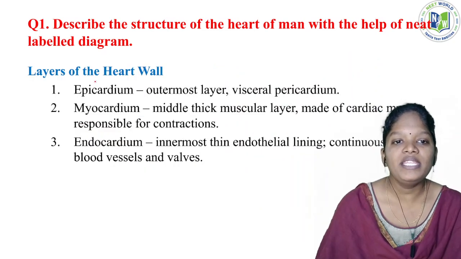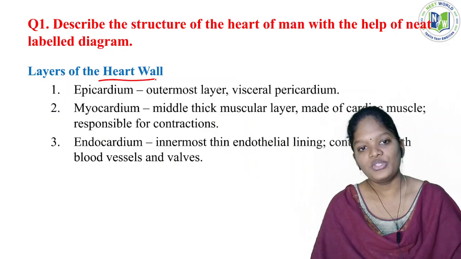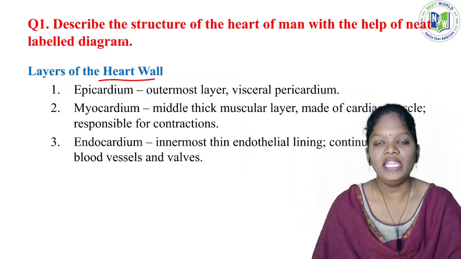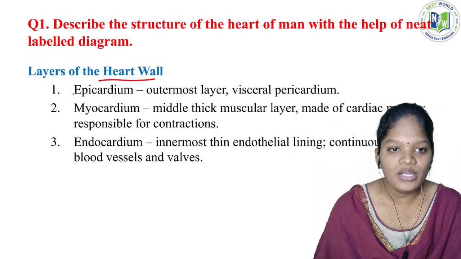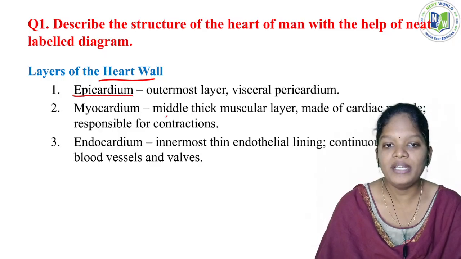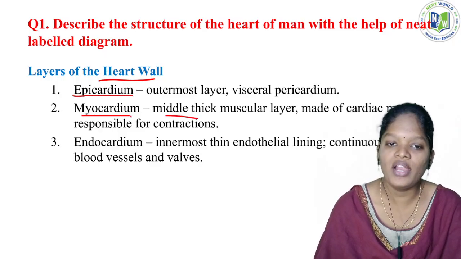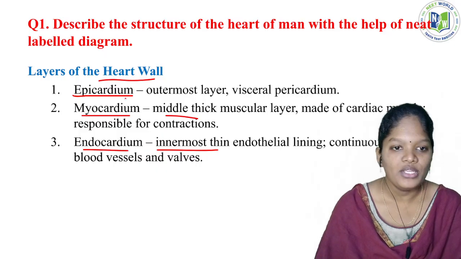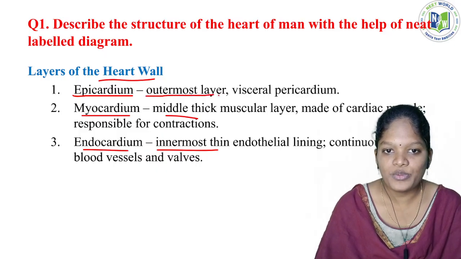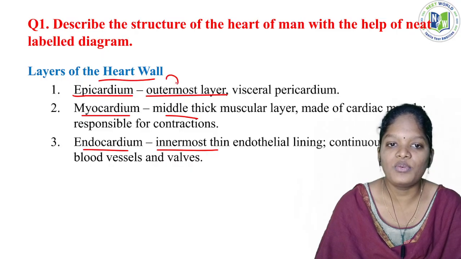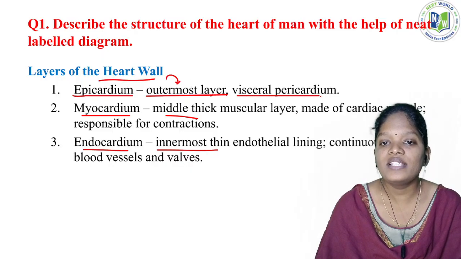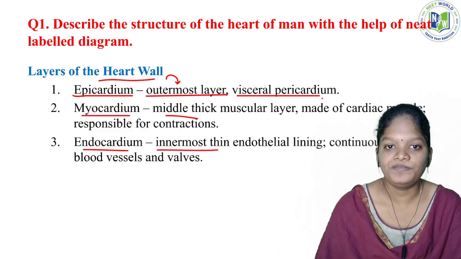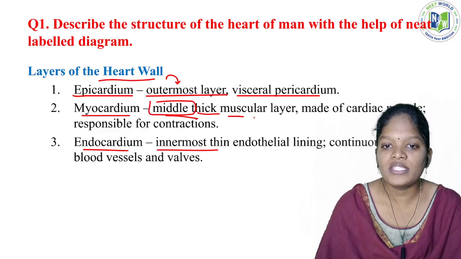Now, what will be the layers of the heart wall? In the heart wall, we have three layers. The outer layer is called the epicardium, the middle layer is called the myocardium, and the inner layer is called the endocardium. The epicardium is the outermost layer, and this is called the visceral pericardium. And the myocardium is the middle, thick muscular layer.